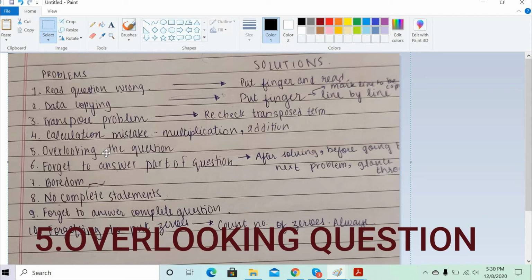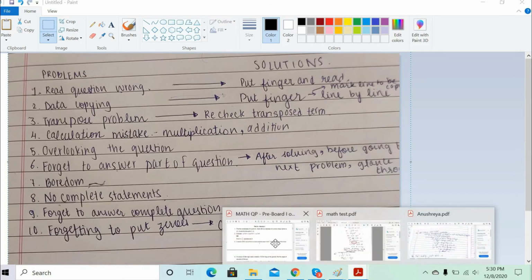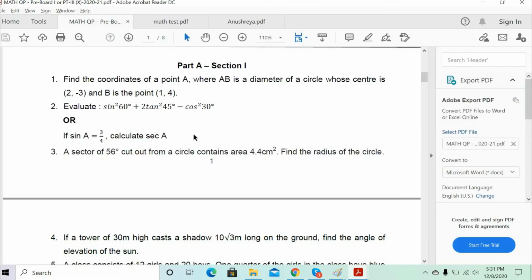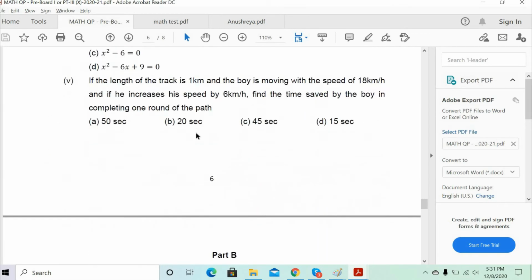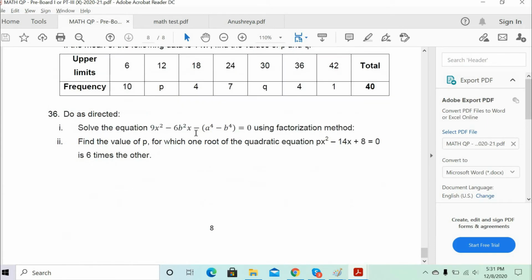Overlooking the question. What is called overlooking the question? Overlooking means missing some data from the question. So, for example, I'll just show you one quick example of one of the students, how she overlooked the question and missed the other part of the question. In the same question, you miss a part of the question.